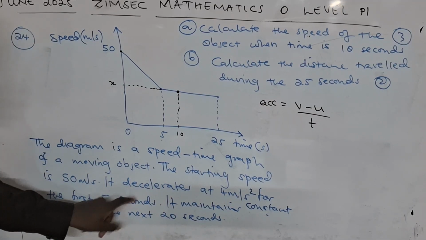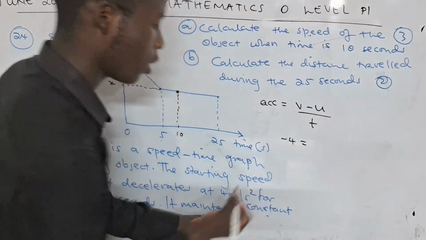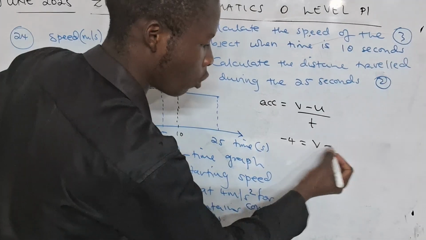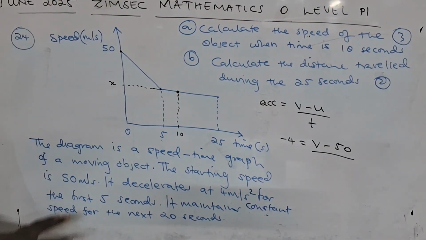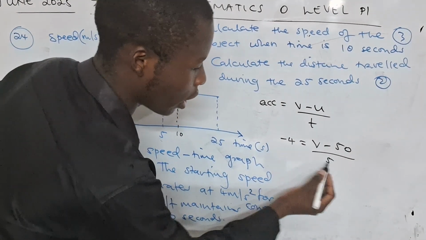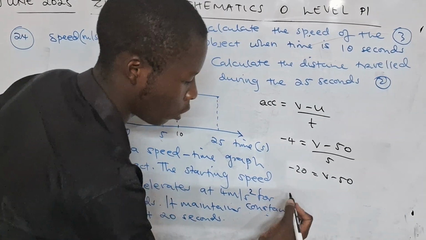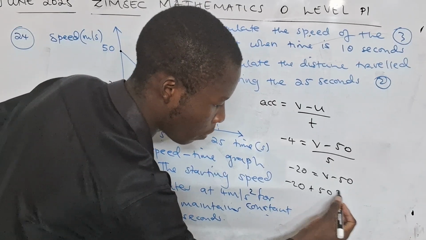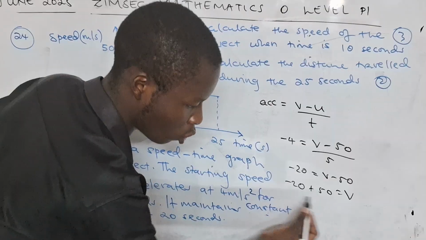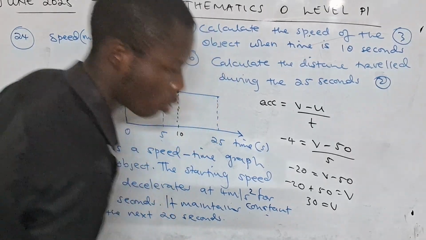If it is deceleration, it means this number is negative. So negative 4 is equal to the final, v, minus the initial, 50, divided by the time, which is 5. Now negative 4 times 5, this is negative 20, is equal to v minus 50. Bring this negative 50 to this side: negative 20 plus 50 is equal to v. What is the answer? 30 is equal to v.